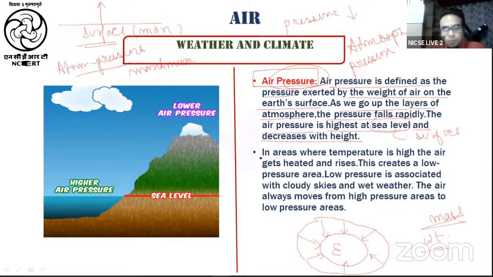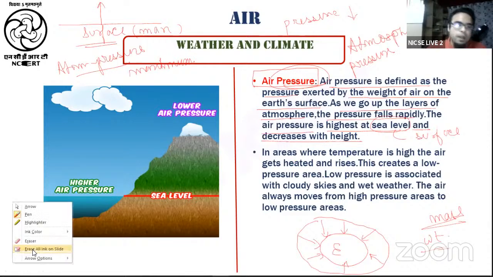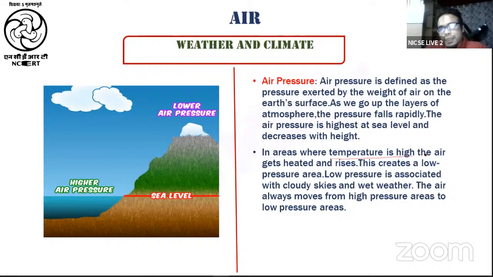Very important. Next point. In areas where your temperature is high, the air gets heated and rises. All right. So if this is the surface of the earth, what happens? If the temperature in this area is very, very high, the air which is present here will also get heated up. And as it gets heated up, its density will start to decrease, and as its density decreases, the air will get lighter and it will start to rise up.